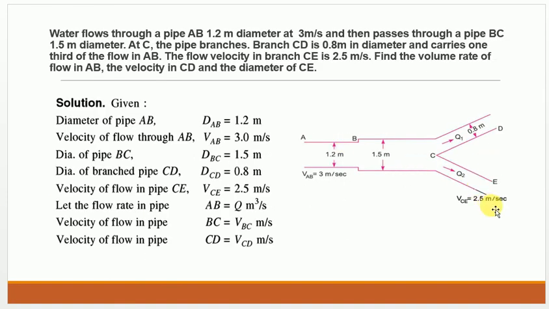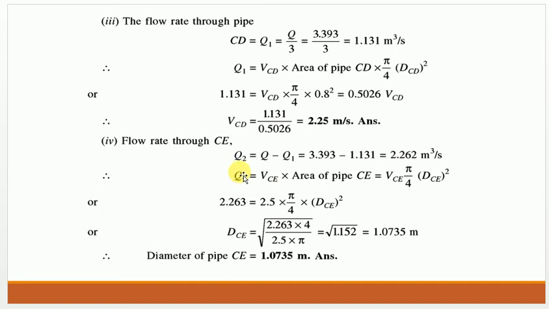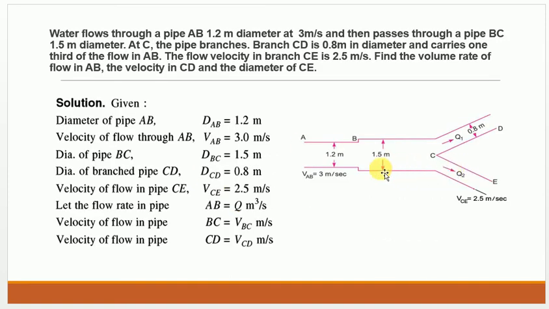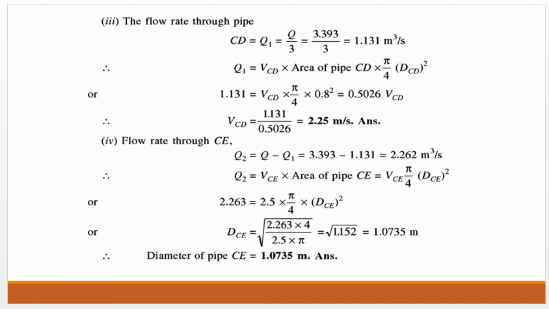So now we need to find the flow rate through CE. What will be the fluid that flows in CE? As we know, whatever fluid enters the pipe has to leave through CD or CE. As we already know, CD carries 1/3 of the fluid that flows in AB. So if 1/3 flows through CD, then 2/3 will flow through CE. So Q2 will be equal to Q, which is the fluid flowing in pipe AB, minus Q1, which is the fluid flowing through pipe CD.